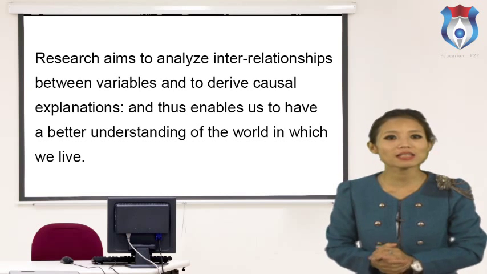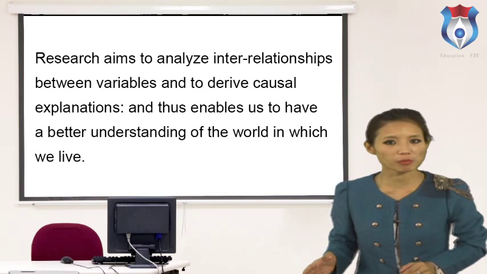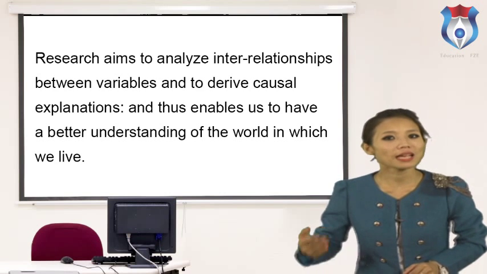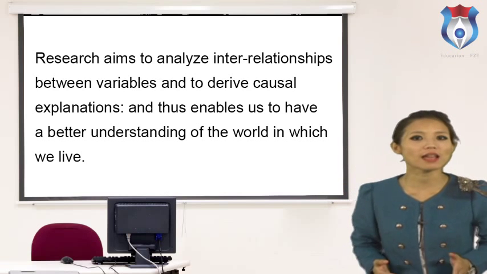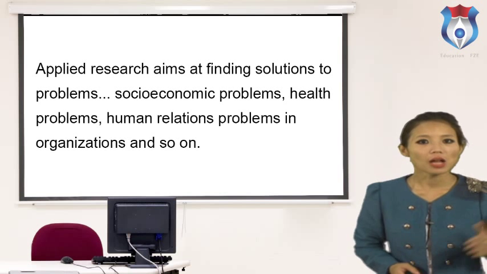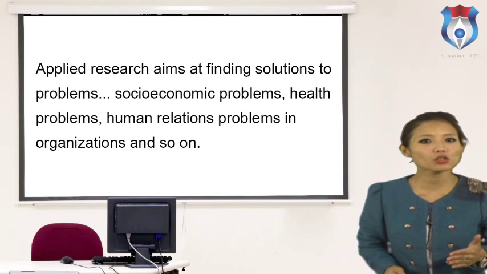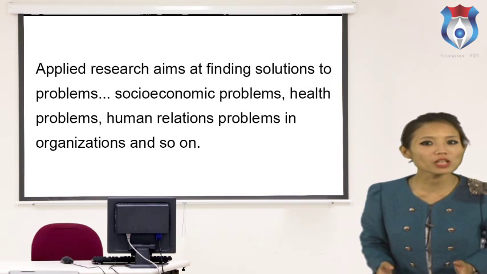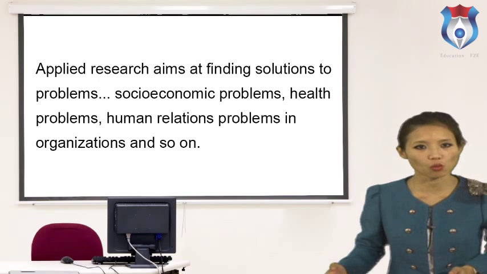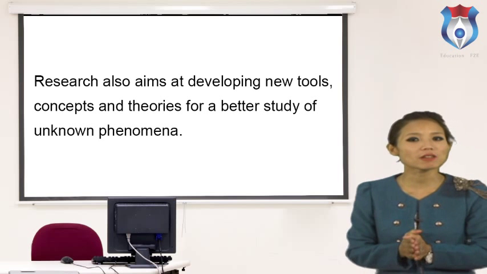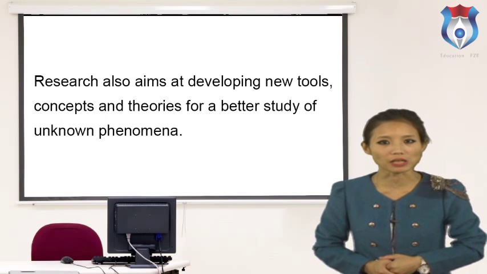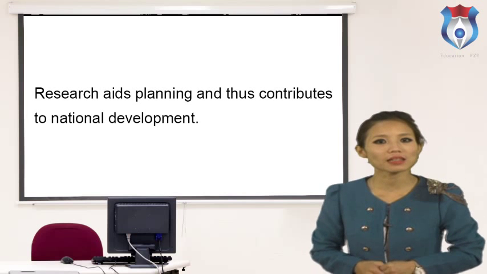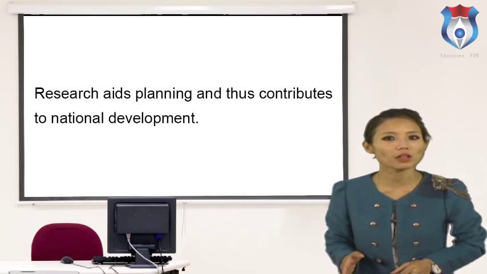General laws developed through research may enable us to make reliable predictions of events yet to happen. Research aims to analyze interrelationships between variables and to derive causal explanations, and thus enable us to have a better understanding of the world in which we live. Applied research aims at finding solutions to problems: socio-economic problems, health problems, human relation problems in organizations, and so on. Research also aims at developing new tools, concepts, and theories for a better study of unknown phenomena. Research aids planning and thus contributes to national development.